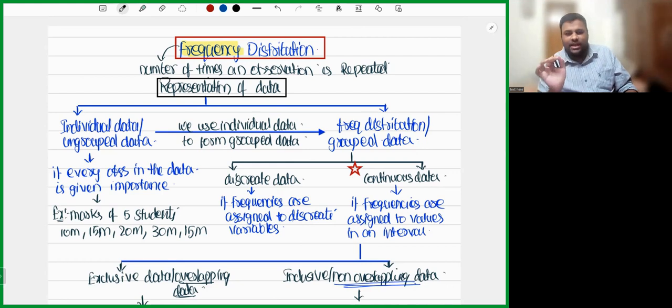Representation of data can happen in two ways. One is individual data or ungrouped data. The other is frequency distribution or grouped data. Now, what is this individual data or ungrouped data?